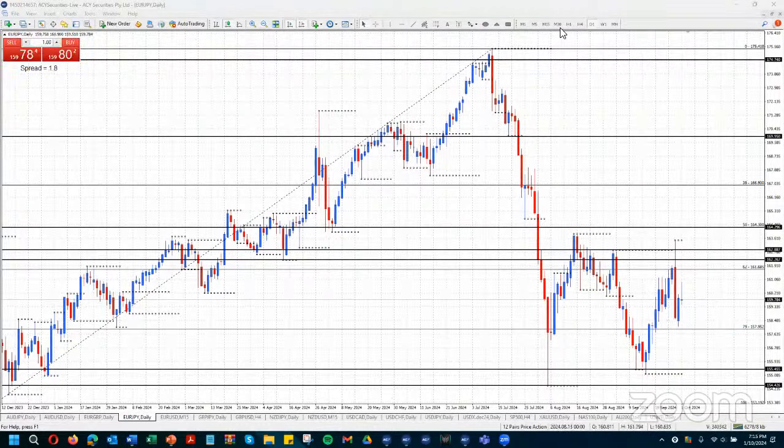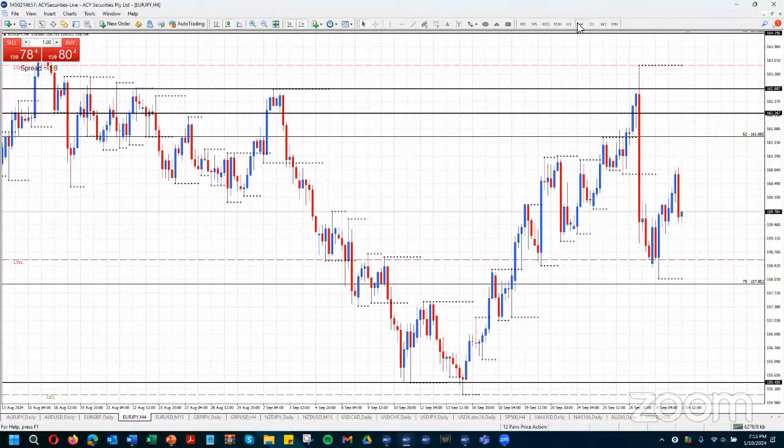All right, so 4-hour structure is at the moment, there's a higher bottom here. 4-hour structure is actually up. There's a minor higher bottom here. Moved above that top. So most immediate 4-hour trend is up here.